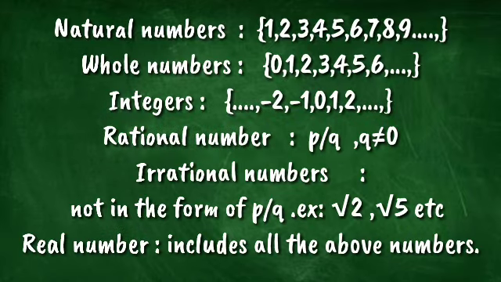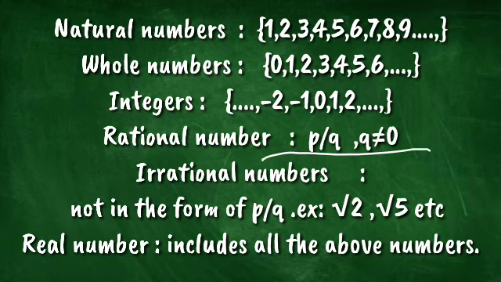In your previous classes, that is in 8th standard and 9th standard, you have already studied natural numbers, whole numbers, integers, rational numbers and irrational numbers. So what are natural numbers? You know, from 1 to infinity, and the whole numbers include 0 to infinity. Integers include both positive and negative numbers.